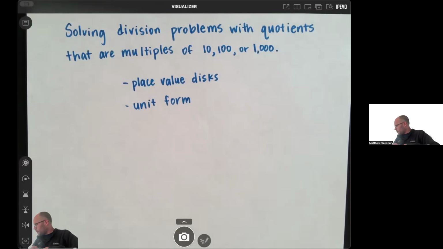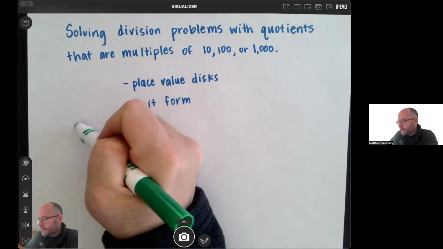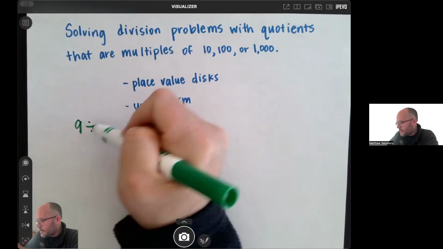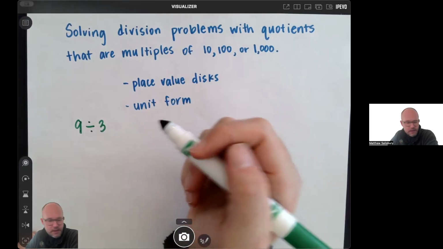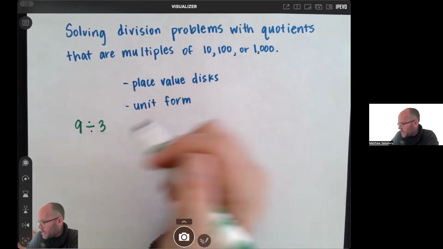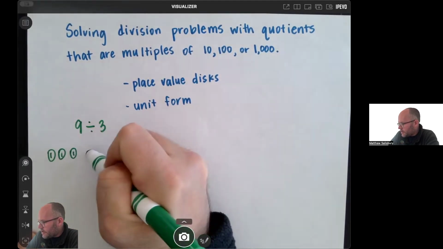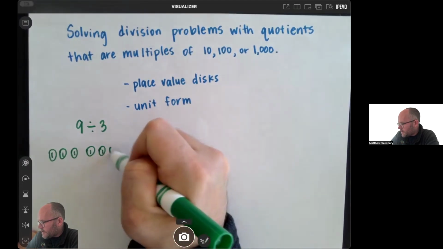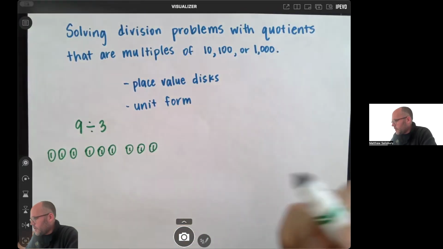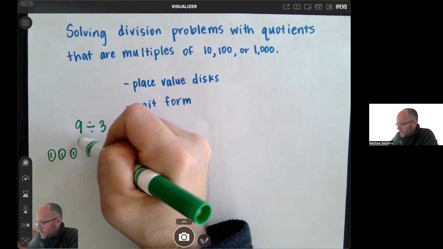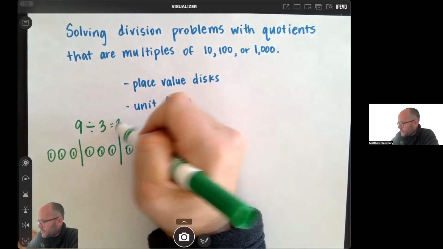So if we start off with something simple, let's say 9 divided by 3, and we record our place value disks. So we want to put 9 ones. So 1, 2, 3, 4, 5, 6, 7, 8, 9. We can see pretty quickly that if we want to split that into 3 groups, there will be 3 in each group. So 9 divided by 3 is 3.